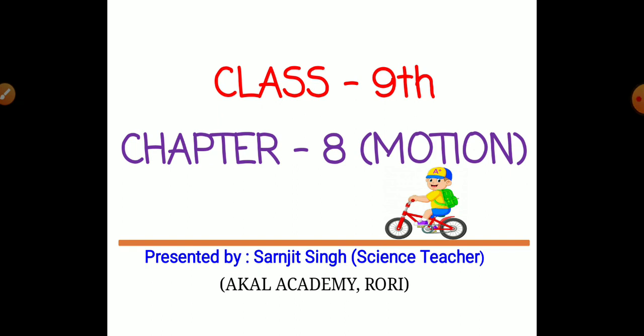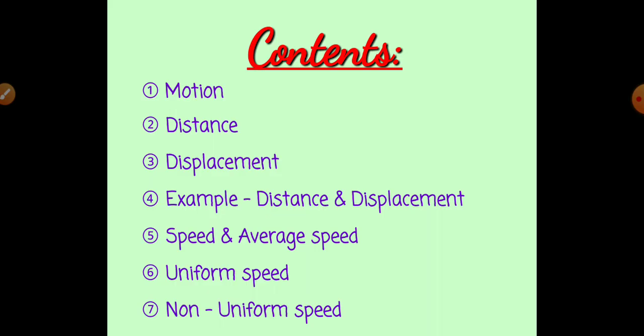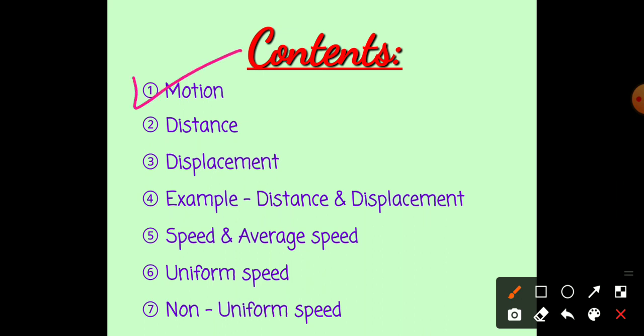Today we will discuss Chapter 8 Motion of Class 9th. So let's start. Today we will discuss these topics. First, motion. Second, distance. Third, displacement. Fourth, example related to distance and displacement. Fifth, speed and average speed. Sixth, uniform speed. And at the last, non-uniform speed.